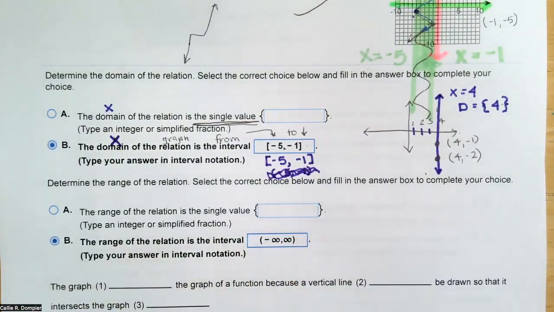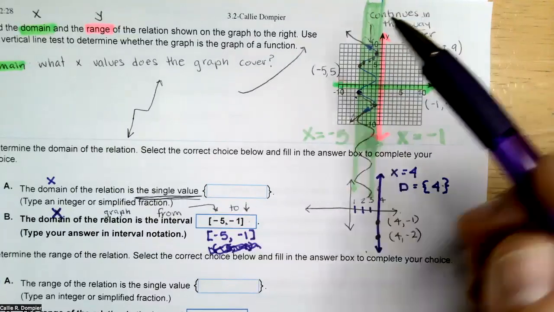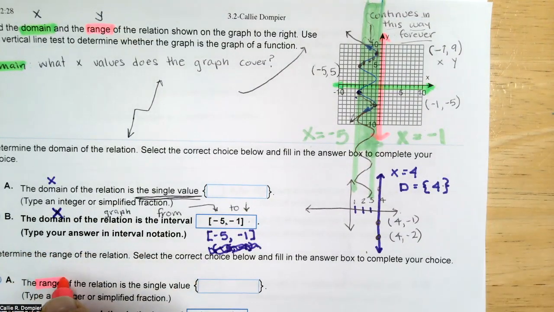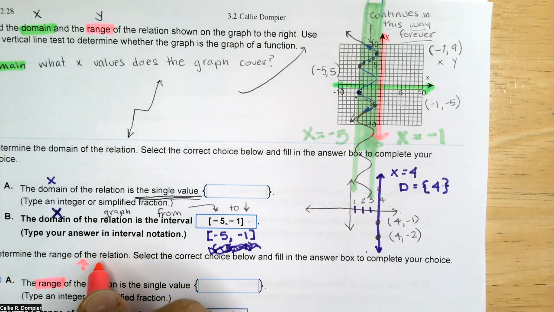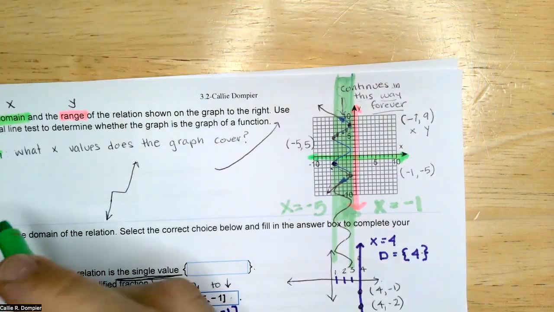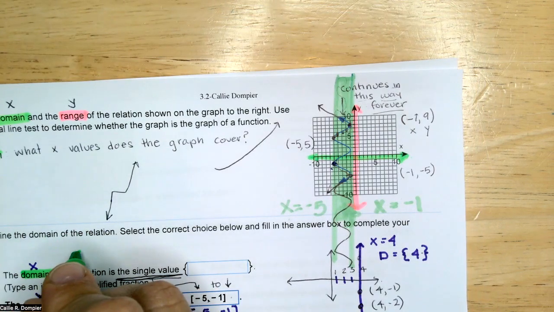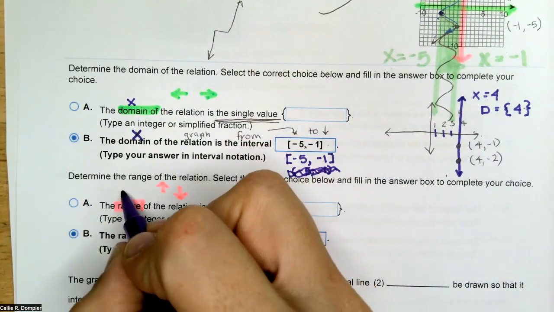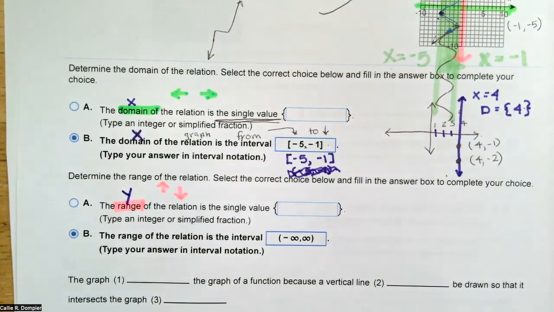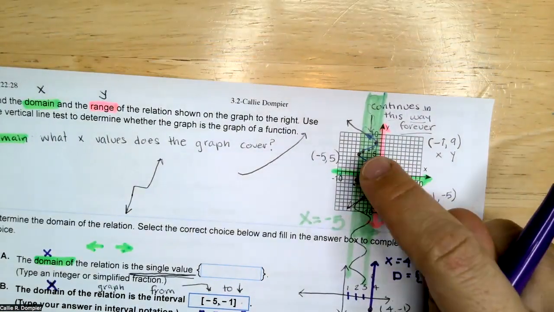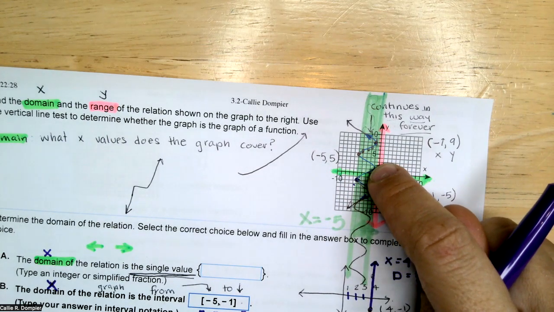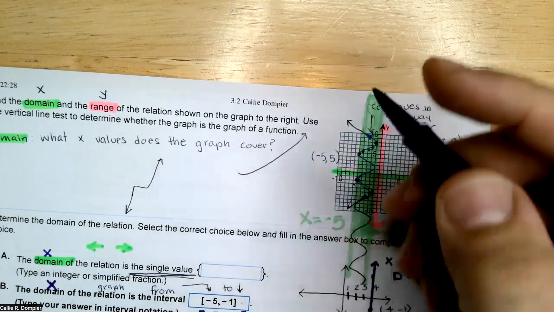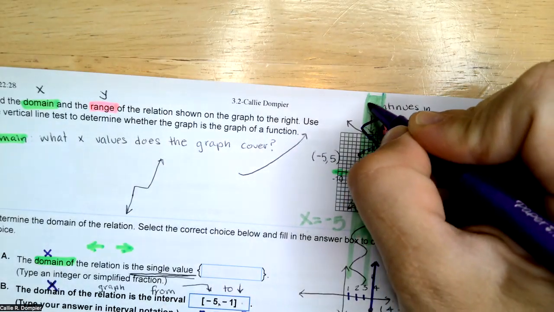All right, so back onto range. Range is the pink one. So the range is where on y it's going to go. How far up and down, whereas the domain was how far left or right the graph went. The range is all the y values the graph will cover. So we decided that the x values it covers are between -5 and -1. The y values it's going to cover is it goes in this way forever.